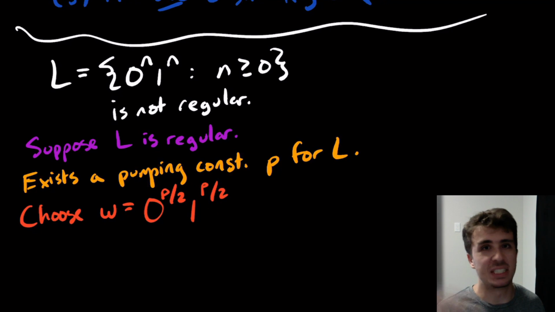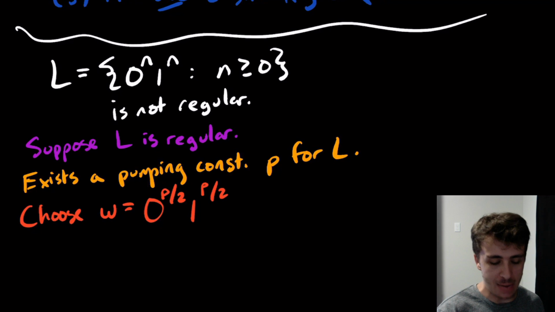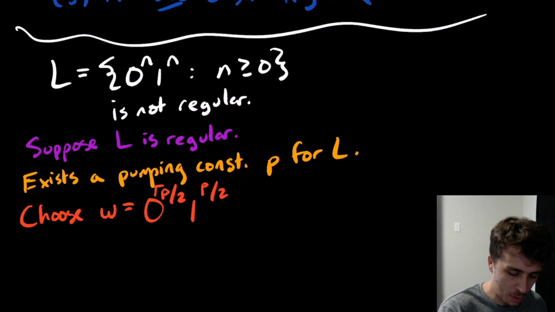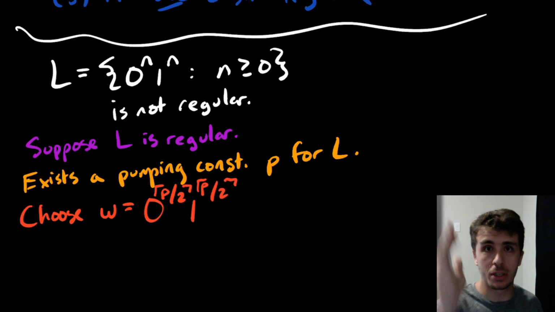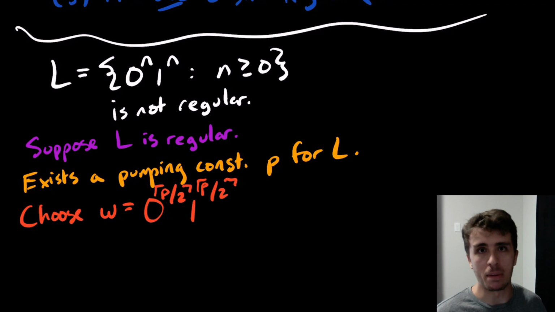So if p was 10, then I would have 5 zeros and 5 ones. And that's clearly in the language because I'm defining it to be. Here's the problem. Well, there are two. One of the problems is, what if p is odd, which it could be, and then dividing by 2 wouldn't make sense. Well, then you say, let's just put a ceiling on both of these, round up to the nearest integer, and that would be fine.